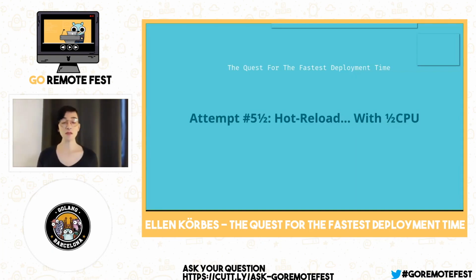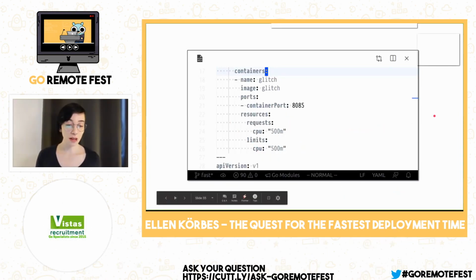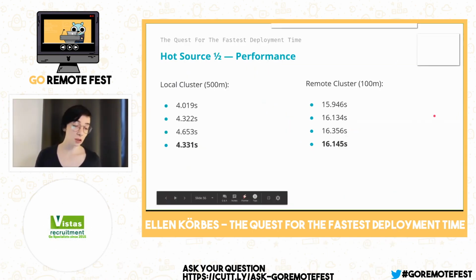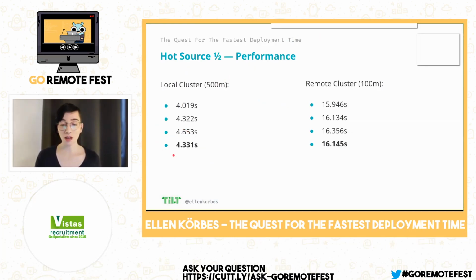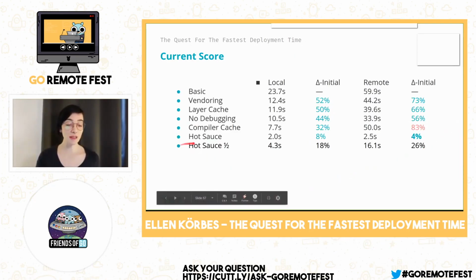So let's say I have half the CPU, and I try to do the same thing. So here's half the CPU. And locally, it took twice as long. And on my remote cluster, I decided, you know what, let's do 1/10 of the time. And then it took basically forever again. So if you have enough horsepower, this method is really fast and really simple, and I love it. If you don't, that's an issue.